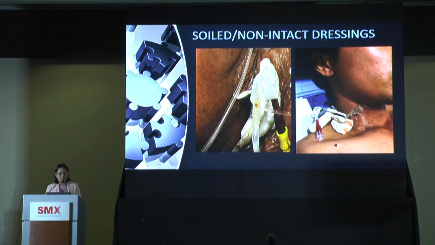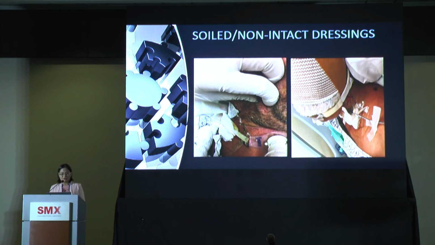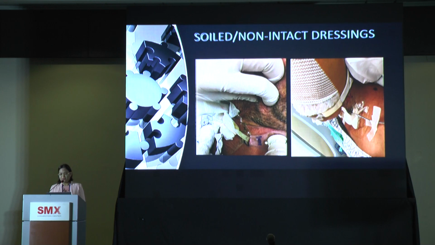So these are some examples of what a non-intact dressing is. So it's really important for the one doing their rounds or audits to really look at how the central lines are. If you notice, it's no longer intact. The insertion site is already open, and then the sterile non-permeable dressing is already open. And these are also some other photos that we have found.